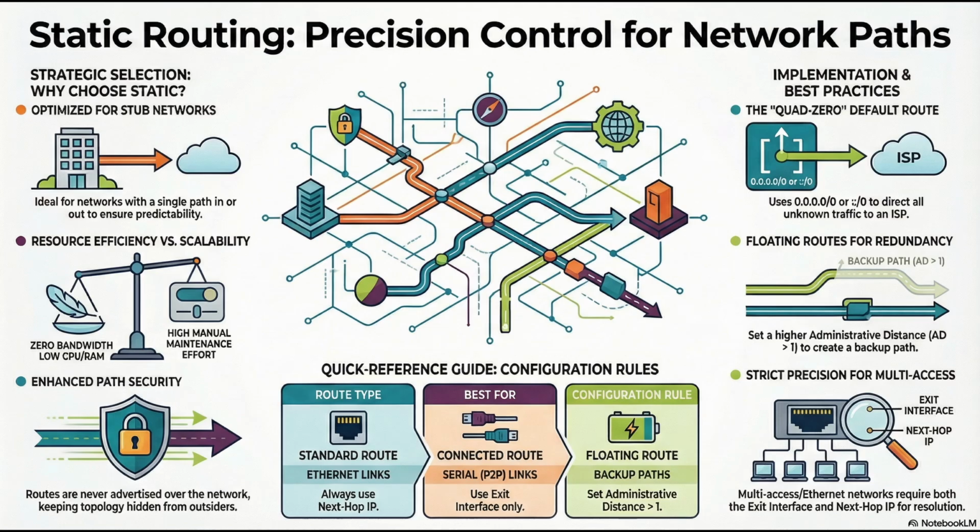But, and the source material is very specific about this, that chatter comes at a significant cost. The resource tax. Right. Dynamic protocols are resource hungry. They use a lot of CPU because they are constantly running complex algorithms to calculate paths. They use a lot of RAM to store these massive topology tables. And bandwidth too, right? Yeah, they eat up bandwidth because they are constantly shouting updates across the wires.